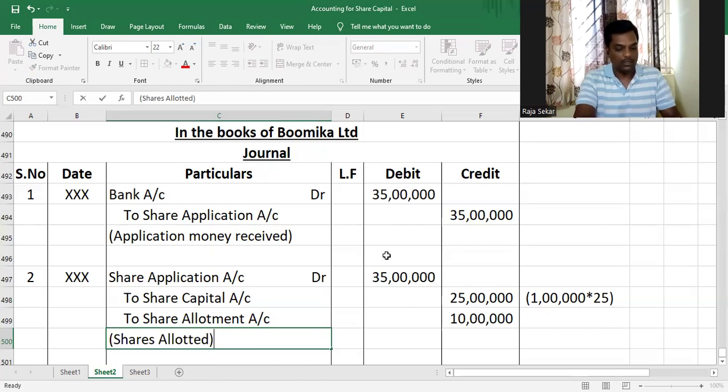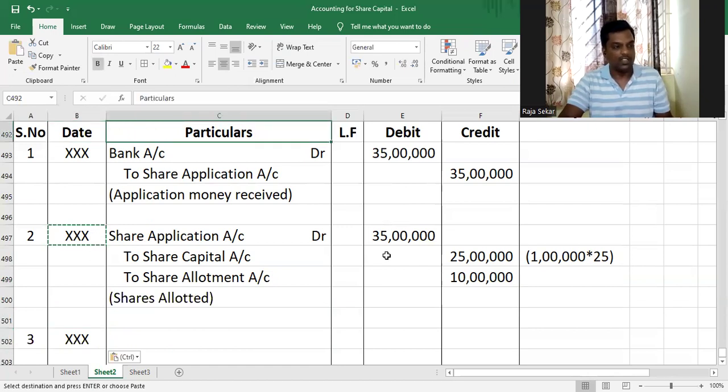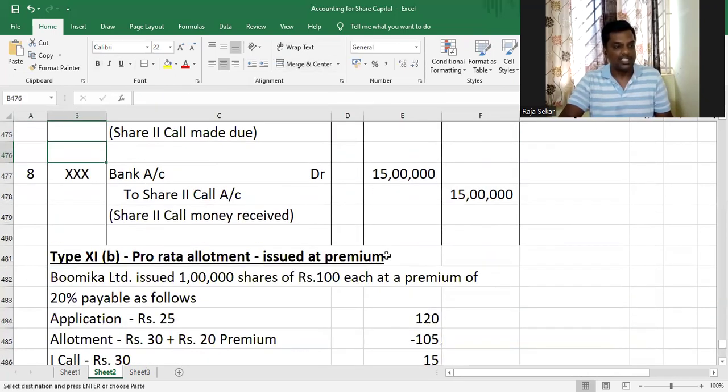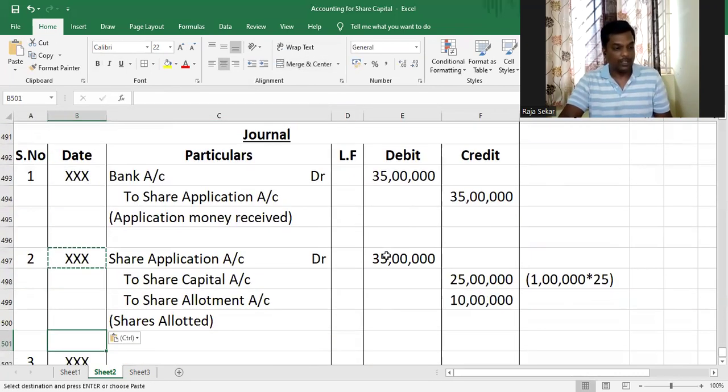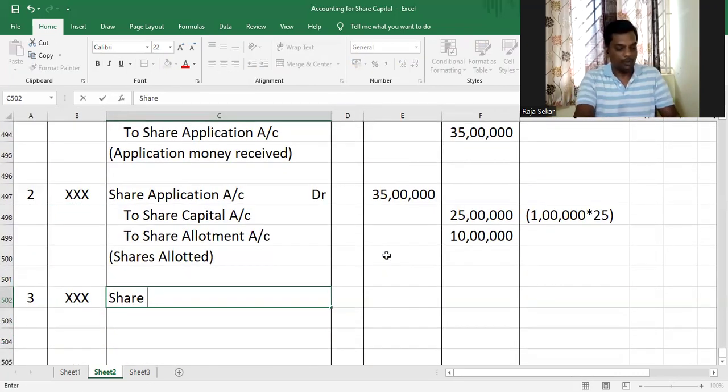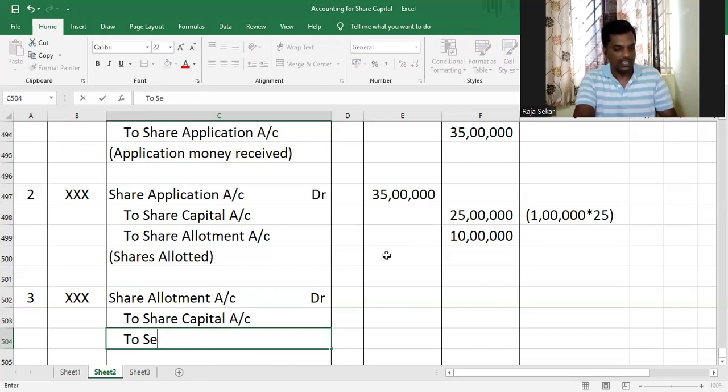Shares allotted. And the next journal entry would be to make allotment money due. As we know, premium is involved in this question, and premium is receivable along with allotment. In allotment, 20 rupees premium and 30 rupees of capital portion is receivable. So the journal entry will be share allotment account debit to share capital account, to securities premium account.